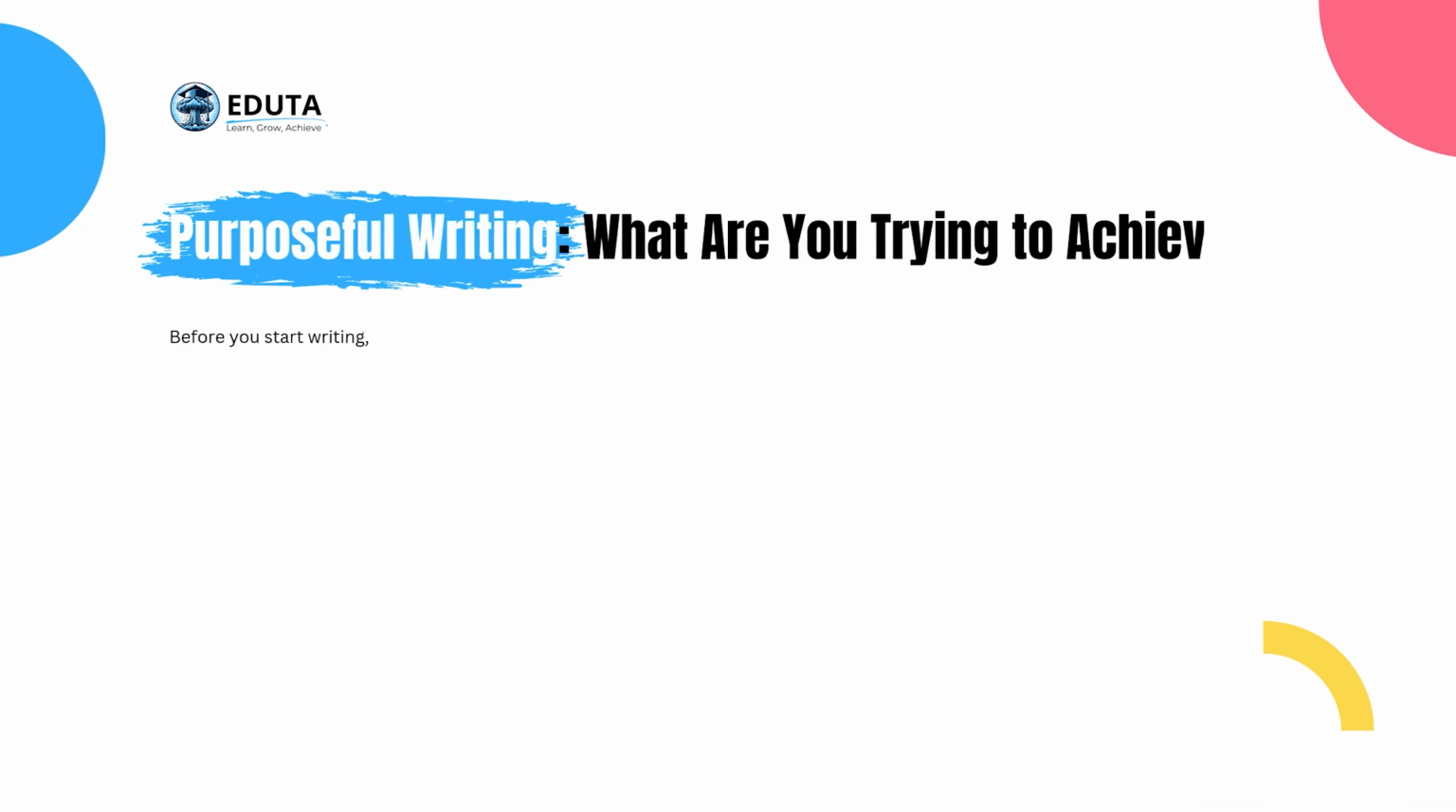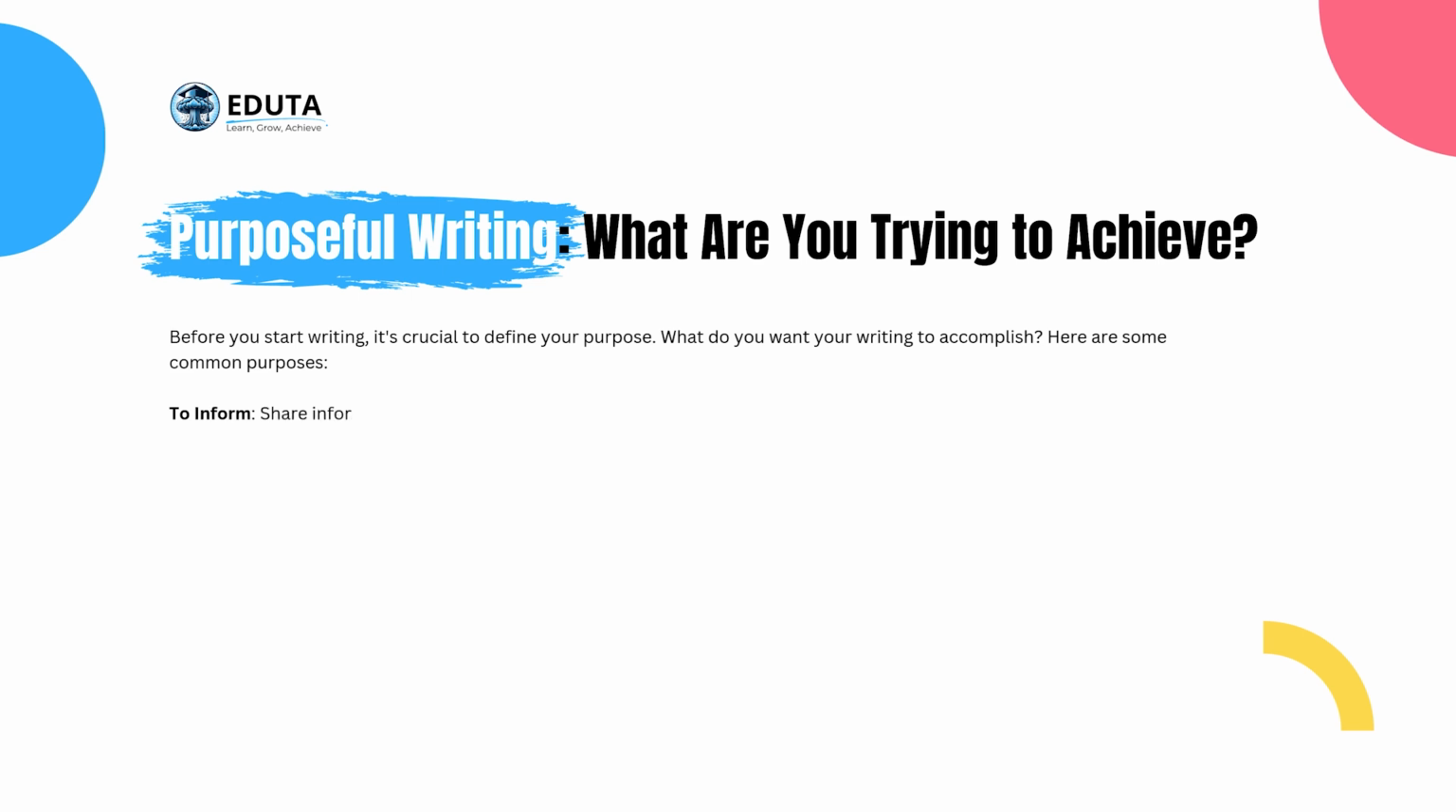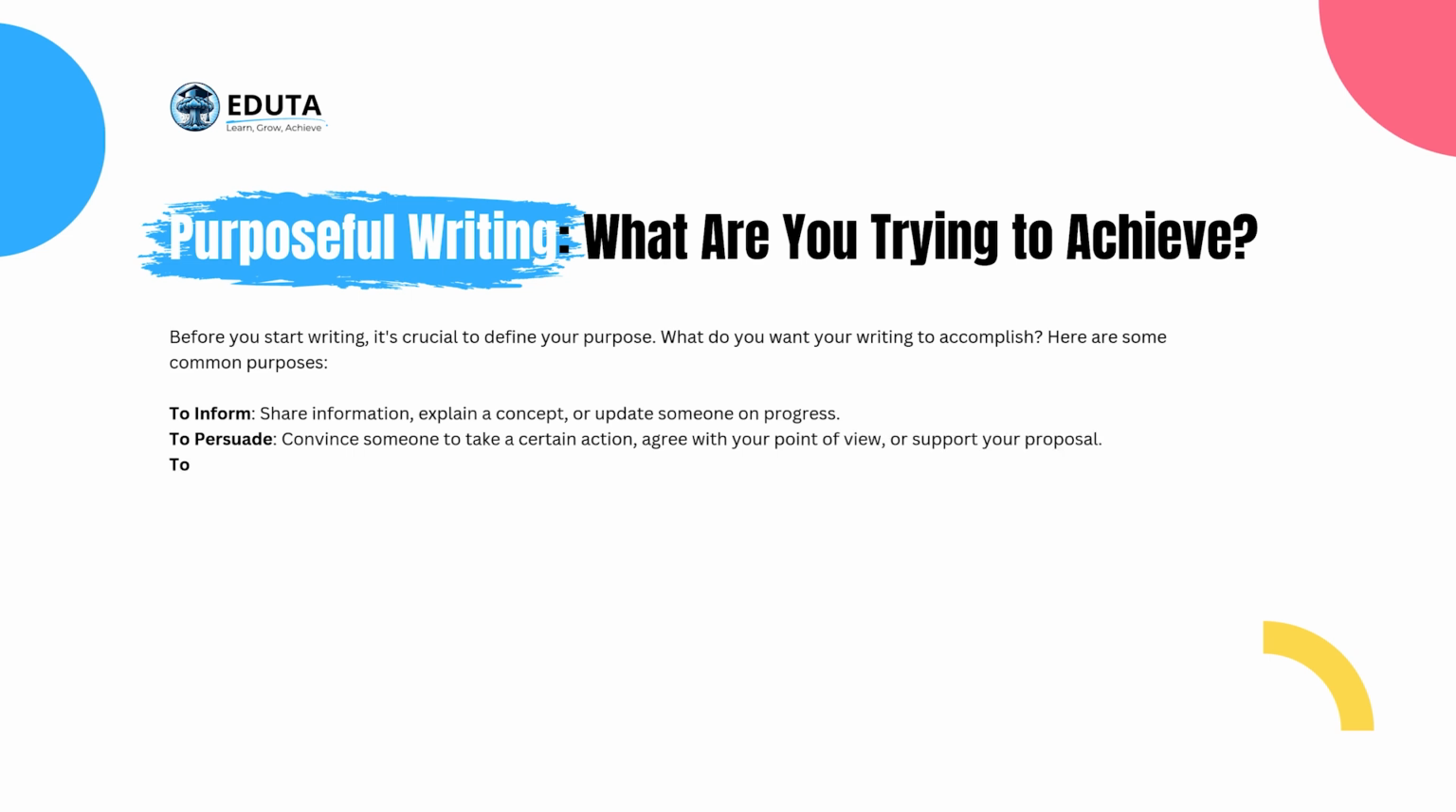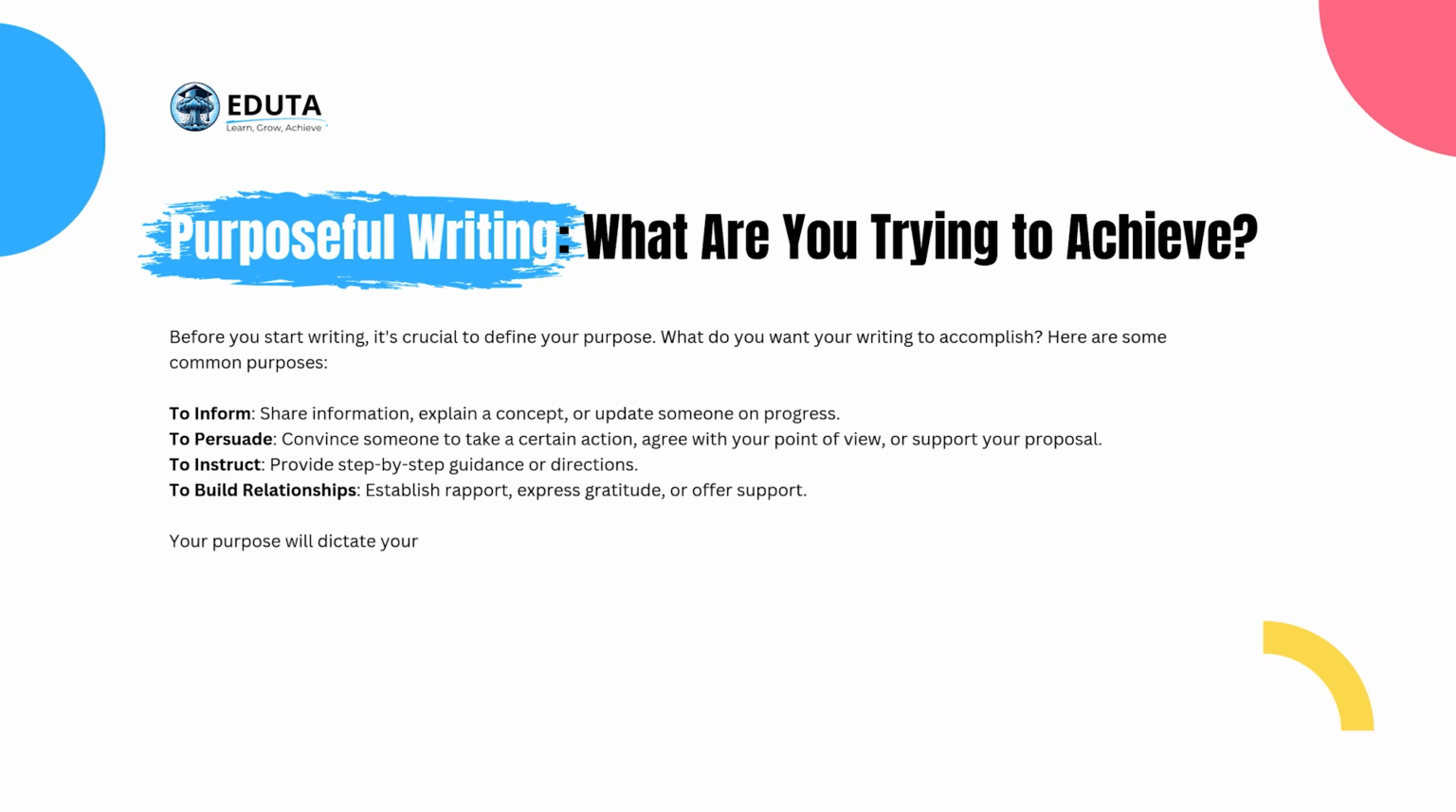What are you trying to achieve? Before you start writing, it is crucial to define your purpose. What do you want your writing to achieve? Here are some common purposes. Number 1, to inform: share information, explain a concept, or update someone on progress. Number 2, to persuade: convince someone to take a certain action, maybe agree with your point of view or support your proposal. Number 3, to instruct: provide step-by-step guidance or directions. Number 4, to build relationships: establish rapport, express gratitude, or offer support.